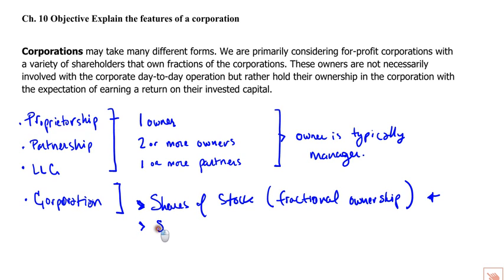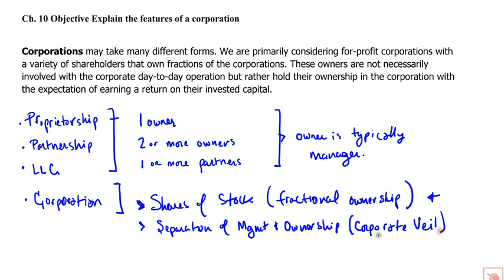So in your law class, you might hear about the separation of management, MGMT, and ownership, called the corporate veil. And what does this mean? Then if you have this corporate veil, then the investor liability is limited.